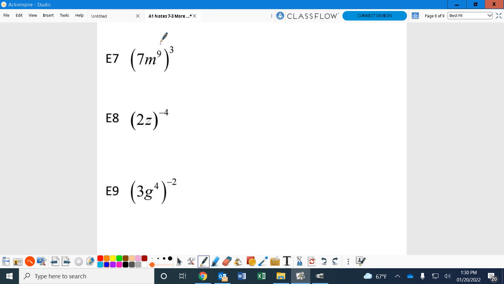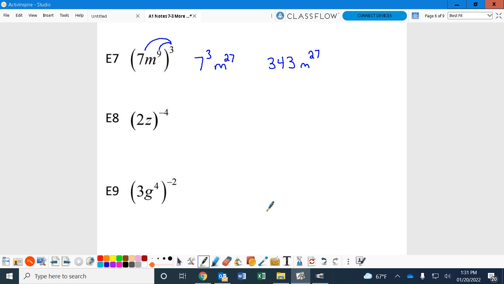Okay, first the basic ones. The 3 has to be applied to everything inside here. So it's going to be 7 to the 3rd and m to the what? 27. It's a big number, guys, but it's okay. Gotta multiply. Okay, from there, what is 7 power button 3 equal? 343 m to the 27th. Thank you.